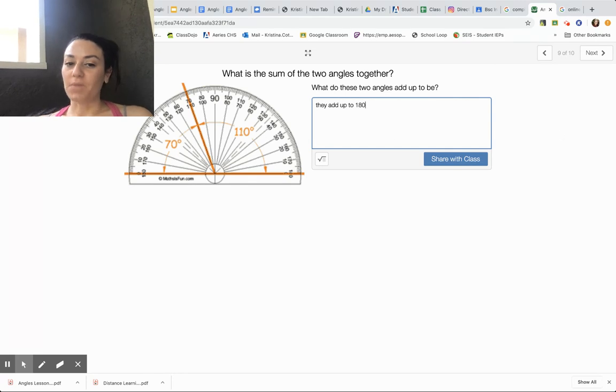Okay. So we could say these are linear angles. These are also called supplementary angles. You need to know both of those vocabulary words, which means they add up to 180 degrees, right? They form a line. They're linear.